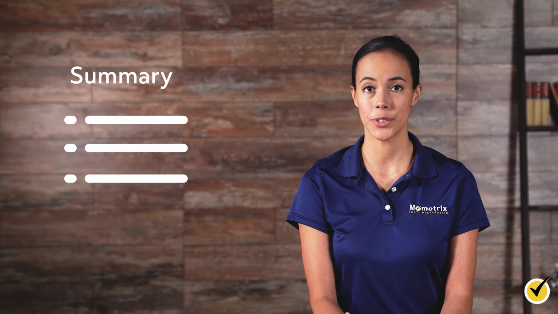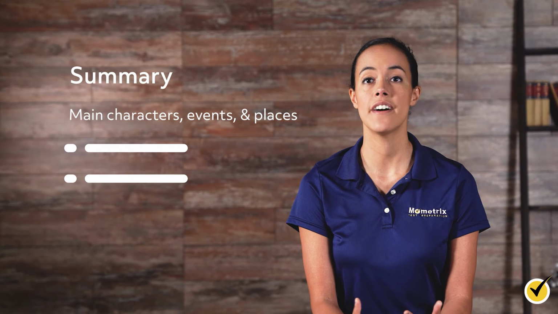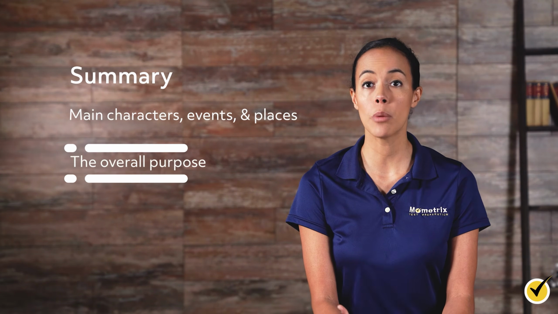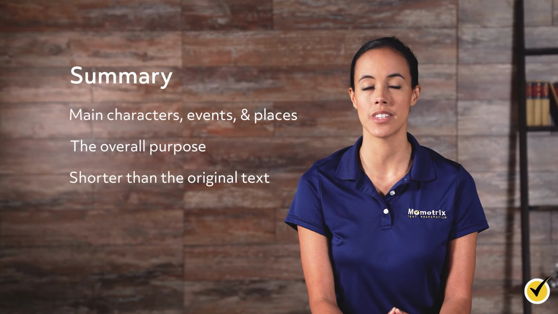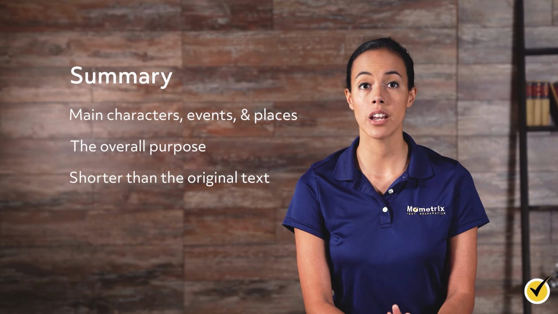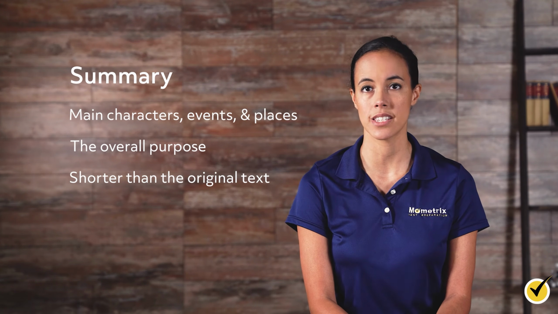The summary should include main characters, events and places, the overall purpose of the piece of writing, and, most importantly, it should be shorter than the original text. Summaries should not include supporting details that aren't important to the text's main point or plot. So, how do we identify what ideas to include and what to leave out?